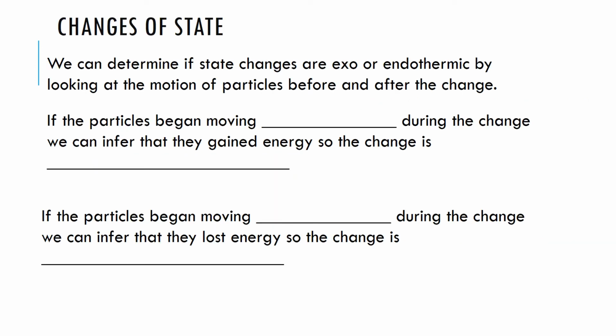Okay, so we can determine if a change in state is exo or endothermic by looking at the motion of the particles before and after the change. So slow-moving particles will have relatively low energy compared to faster-moving particles, which will have relatively greater energy. Right? So if the particles began moving faster during the change, that means they started out slow and became faster. We can infer that they gained energy. So that state change would be endothermic, because the definition of endothermic is a process that absorbs energy.